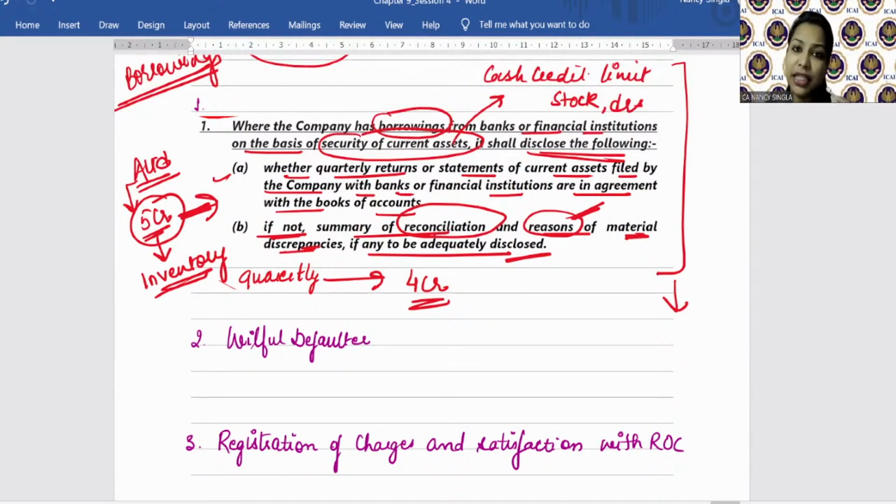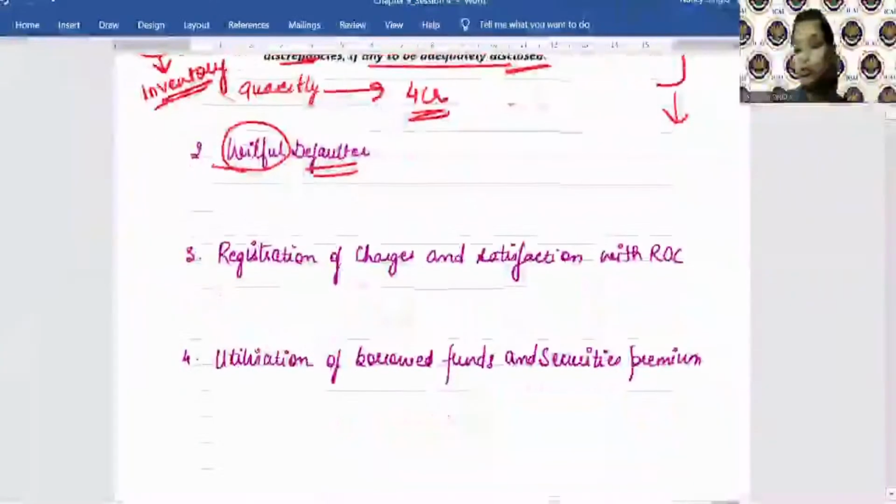So this was the first additional regulatory information that the company is required to give when the company has borrowings from banks, financial institutions on the basis of security of current assets. ठीक है? Quickly send in your replies whether it is clear or not. Shall we proceed further? Yes. First and foremost, it is the responsibility of the management, but you all know that the auditor will not just rely on the disclosures of the regulatory additional information made by the management. The auditor will verify each and everything. Okay. Second, wilful defaulter. Quickly tell me, what do you understand by the term wilful?